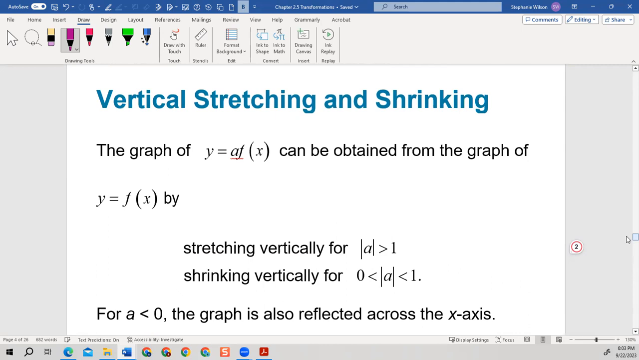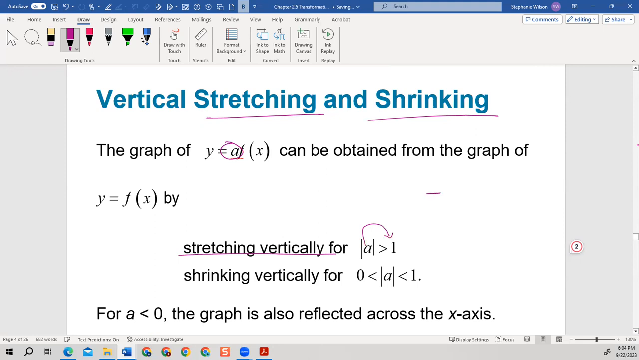So the vertical stretching and shrinking, the graph of y equals a f of x. If you notice here, you see that it has an A here. So this A is going to tell me if it stretches or if it shrinks. This says a stretching vertically. So if the graph stretches vertically, that means the absolute value of A is greater than 1.